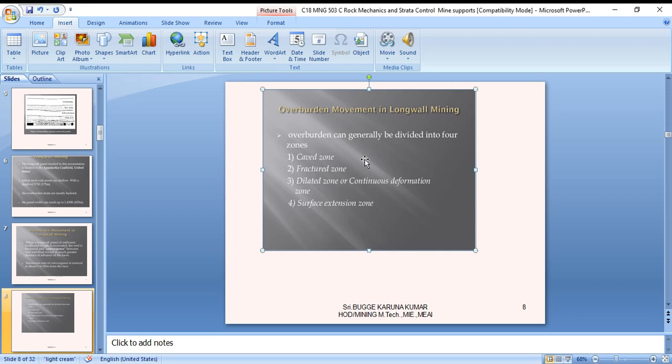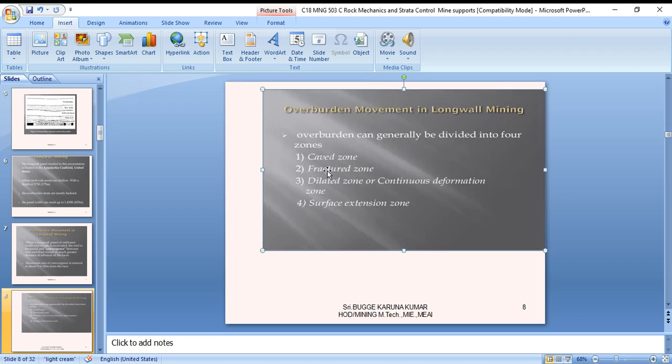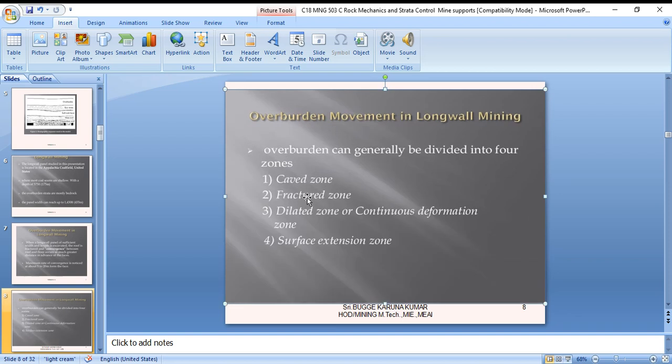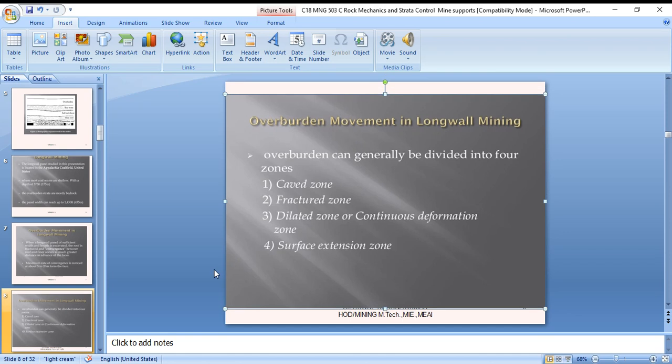Overburden can generally be divided into four zones: the caved zone, fractured zone, continuous deformation zone, and surface extension zone. These are the zones based on overburden movement of longwall mining. So the caved zone, fractured zone, continuous deformation zone and surface extension zone. These four zones form with the redistribution of stresses in and around the opening.